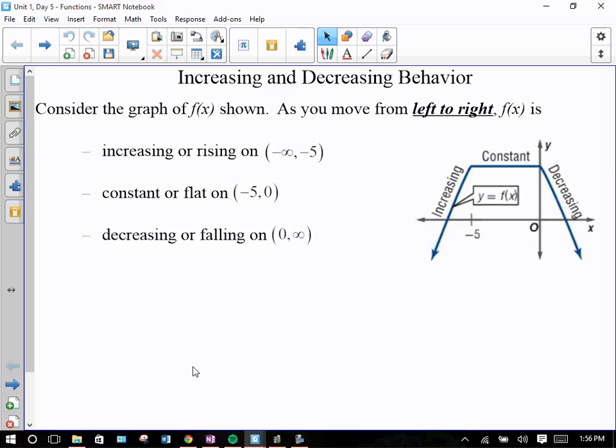This graph right here is constant or flat from negative 5 to 0. Why is it constant? Because it is a flat line. It's like I'm not going up or down. The y value is staying the same. And it is decreasing or falling on 0 to positive infinity.